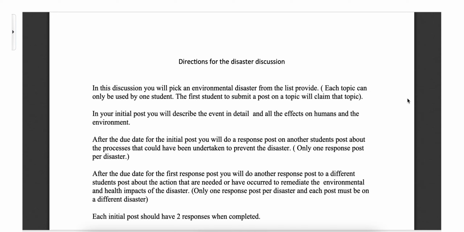After that first response is due, you'll then start working on your second response. You will post a second response on another student's work. So you can't post on your initial post, you can't give a response to it. And you also cannot respond to the same person twice. So at the end of the day, you're going to be looking at 3 different environmental disasters as you respond to 2 different ones, and you have your initial post.